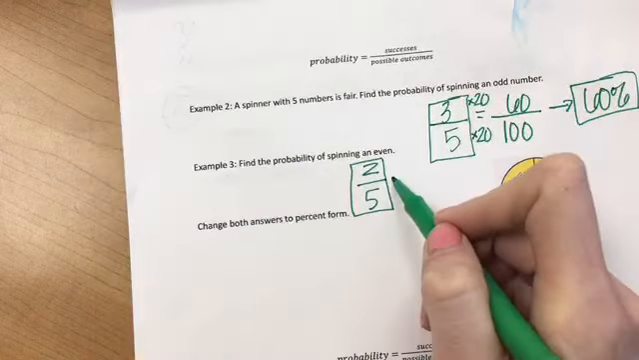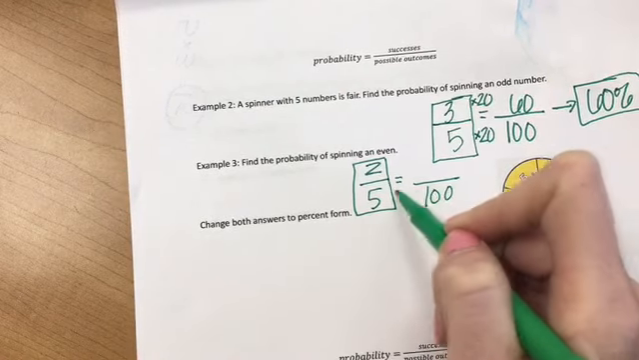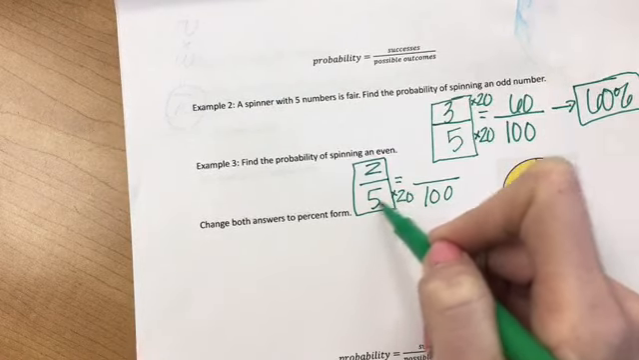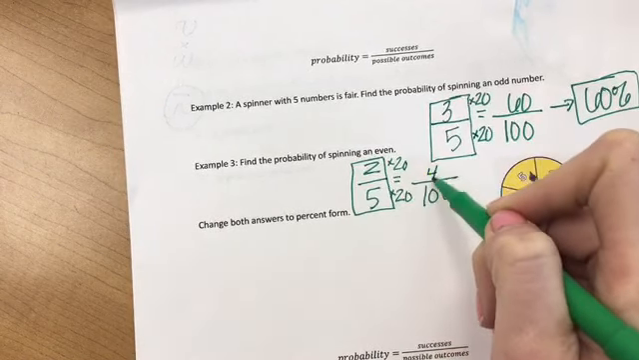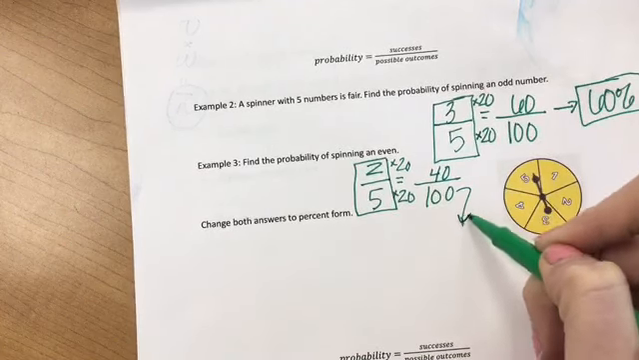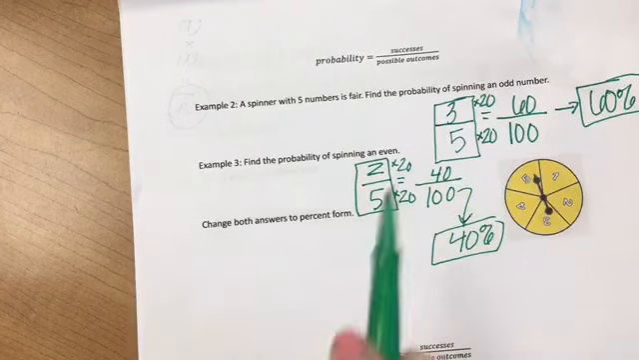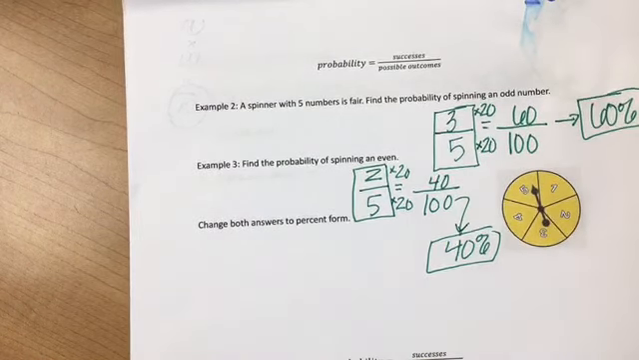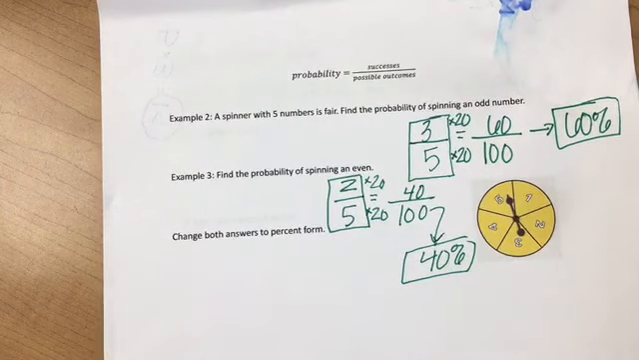All right, do the same thing down here. We have the same denominator 5, so we're going to change it to 100. We're going to multiply by 20, right? 5 times 20 is 100, and 2 times 20 is 40. 40 over 100 means the same thing as 40%. So there's a 40% chance that you will land on an even number, and a 60% chance that we'll land on an odd number. So there's a greater chance that we'll land on an odd number.